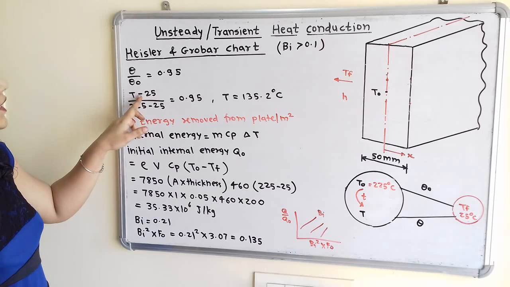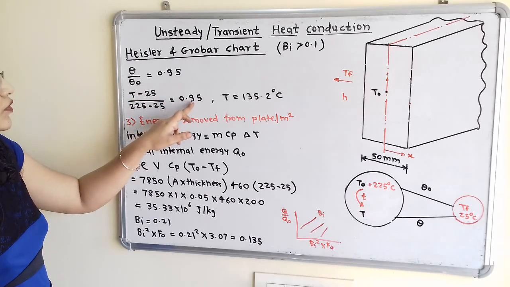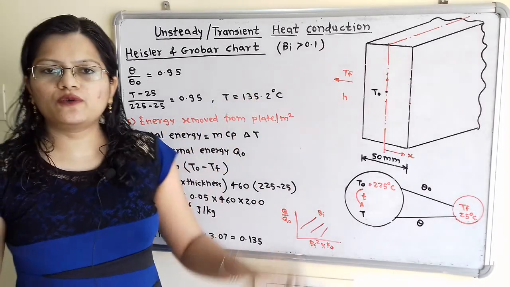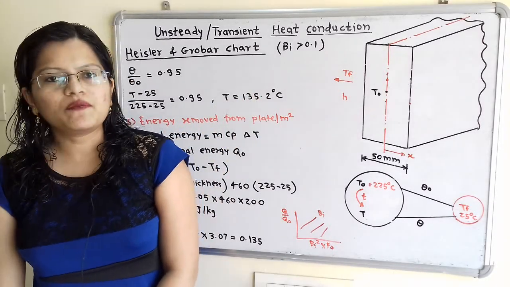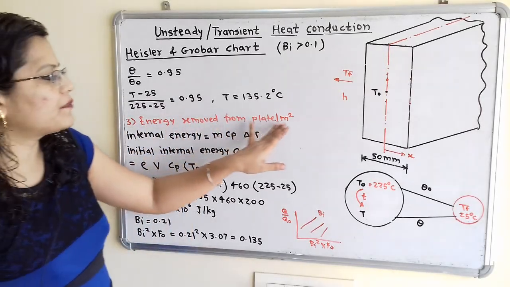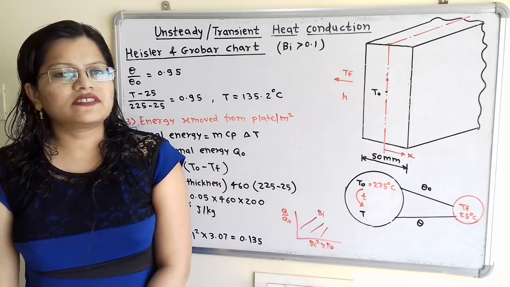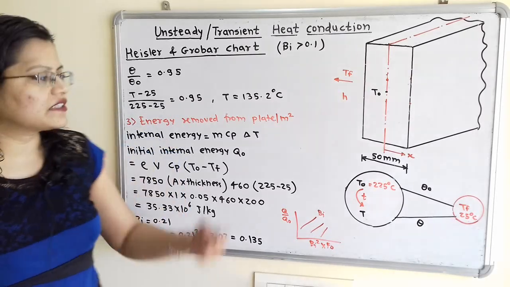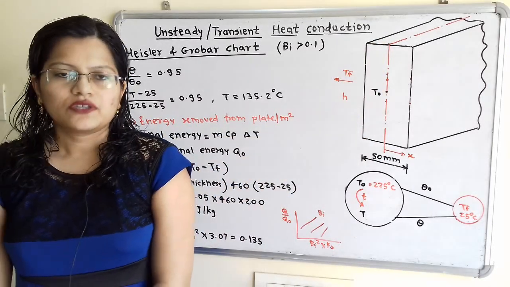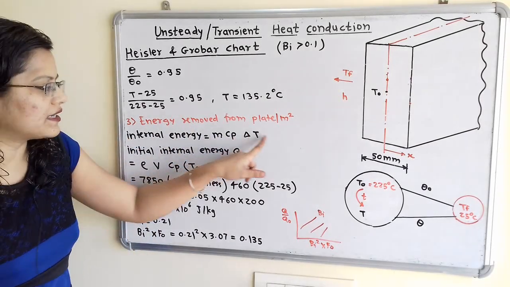Therefore, (T minus 25) divided by (225 minus 25) is equal to 0.95, and therefore T is equal to 135.2 degrees Celsius. Now we will move to the third question. The third question is energy removed from plate per meter square. It is mentioned that this energy removed is nothing but the internal energy for this plate. So we have the formula for the internal energy, m Cp delta T.